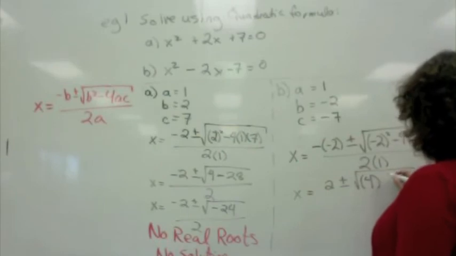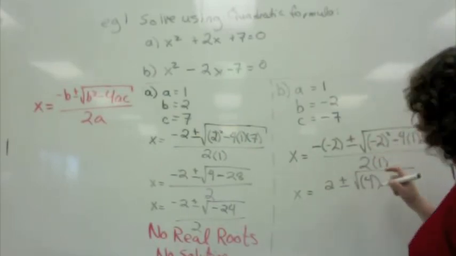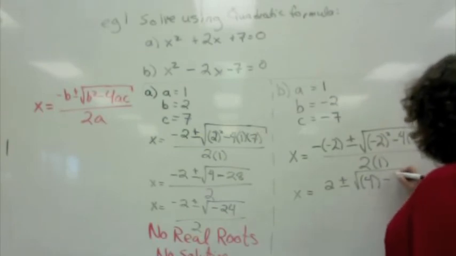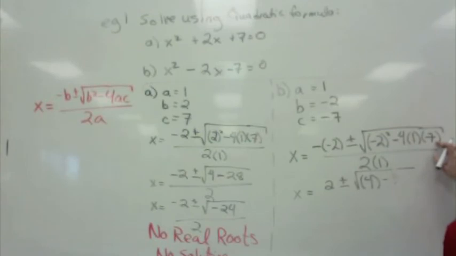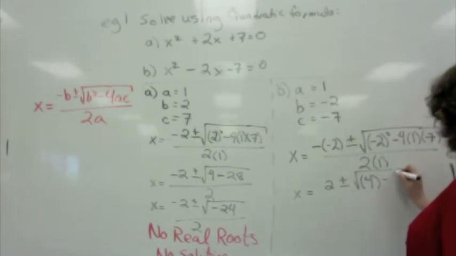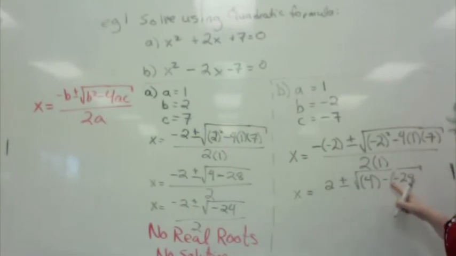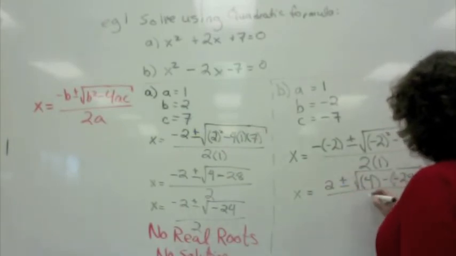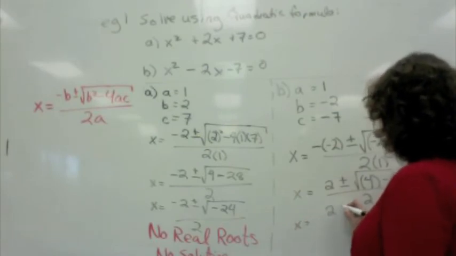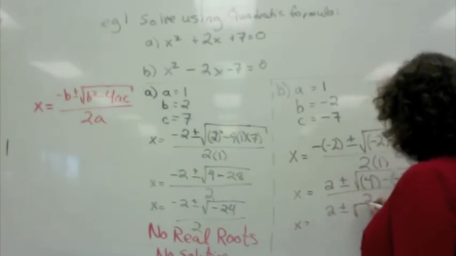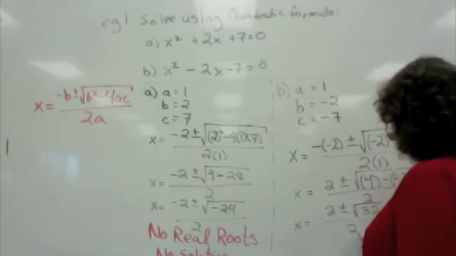4, because negative 2 squared is 4, okay? Minus negative 4 times 7, so we're going to have minus negative 28. We like that because that turns into a positive. All over 2. Now we're just going to simplify it. 2 plus or minus the square root of 32 over 2.